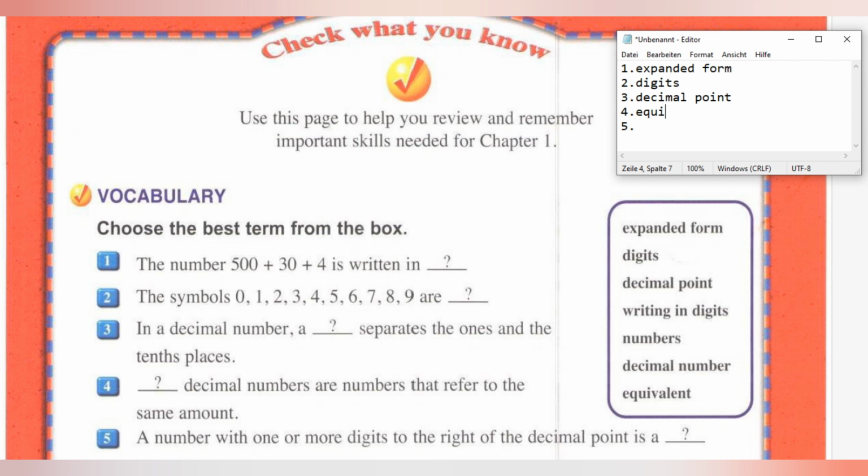We'll write it. And the last question is a number with 1 or more digits to the right of the decimal point is, what will it be? Which number will it be? It will be a decimal number. So check it if you have all answers right. And we will continue with the next task.